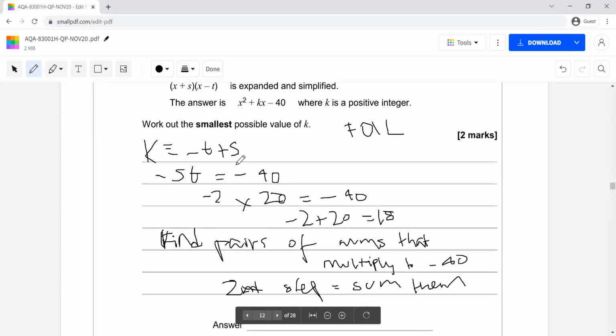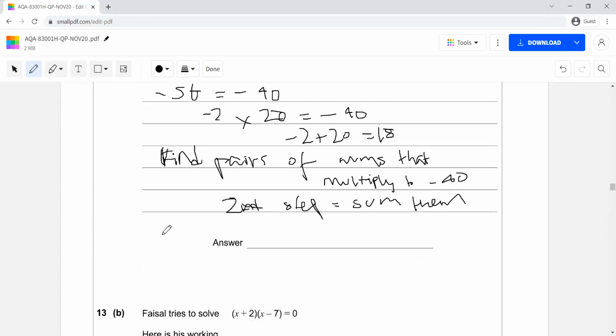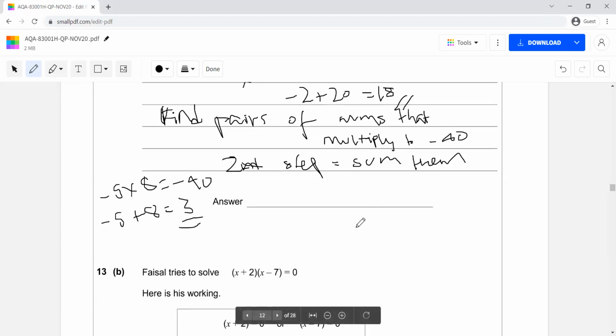So for minus 2 and 20, we get 18 as the sum. So it's not that. So let me try, I don't know, minus 5 and 8. Minus 5 times 8 is minus 40, and minus 5 plus 8 is 3. So that's a pretty small number. But I'm going to keep working out pairs until I get the smallest. However, I don't think there are any small numbers that would multiply to minus 40. So our answer is therefore equal to 3.